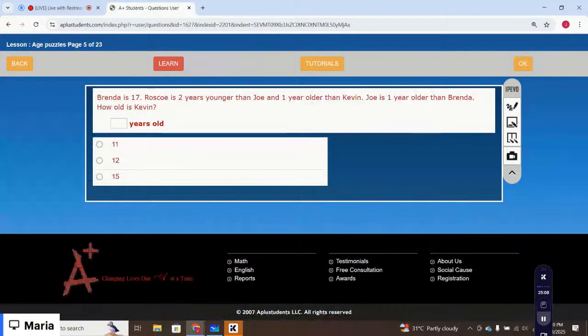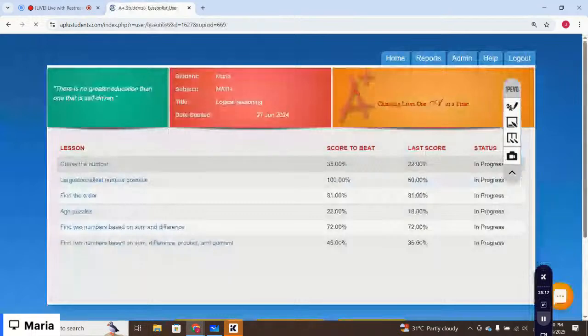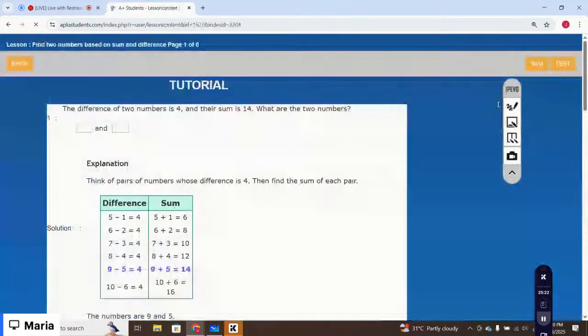Okay, you can complete the lesson by yourself later today. Let me just move to the next lesson. Find the numbers based on sums and differences. The difference of two numbers is 4 and their sum is 14. What are those two numbers?